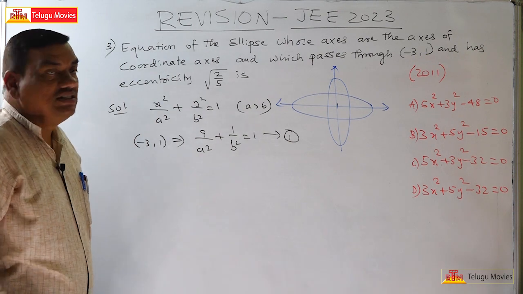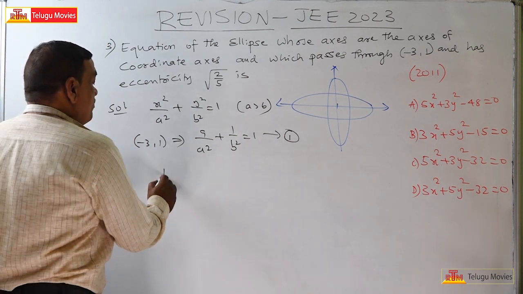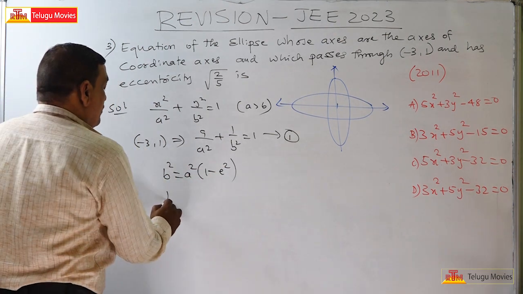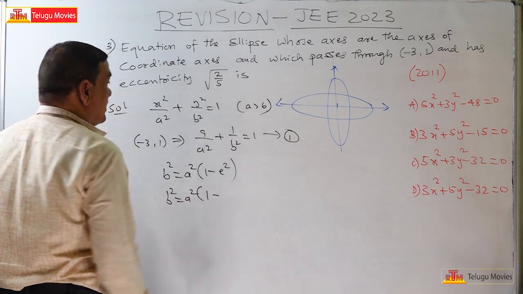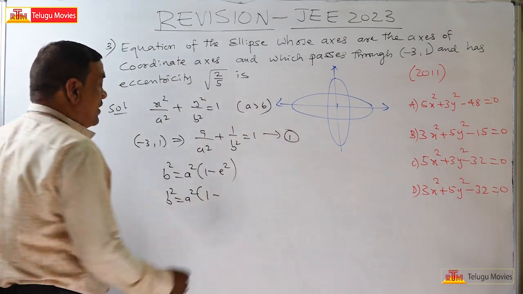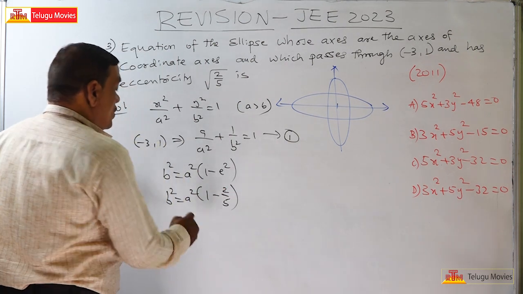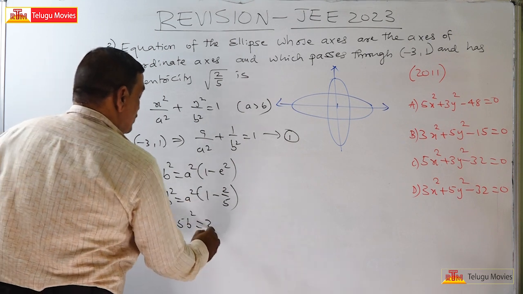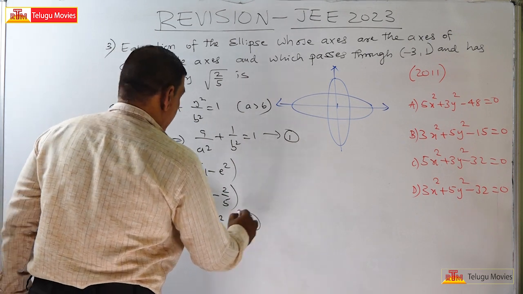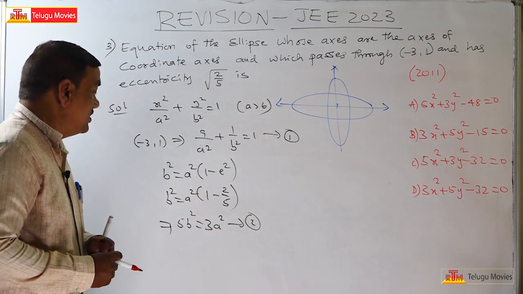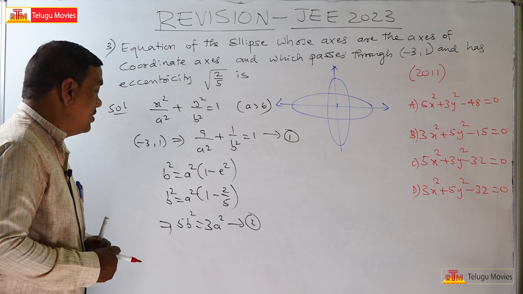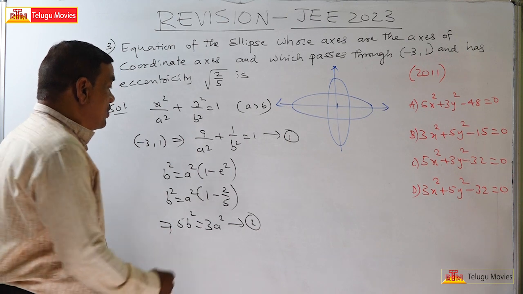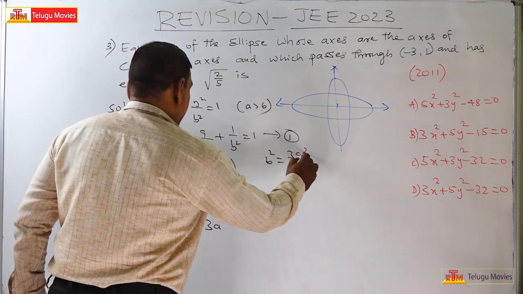Next, it is given that the eccentricity is root of 2 by 5. So we know that b square is equal to a square into 1 minus e square. B square we don't know, a square we don't know, and e square, eccentricity root of 2 by 5, is 2 by 5. So if you cross multiply, 5b square is equal to 5 minus 2, that is 3a square. Call it the second equation. Now solve the first equation and the second equation. If you want to find the a square value first, in place of b square, put 3a square by 5.